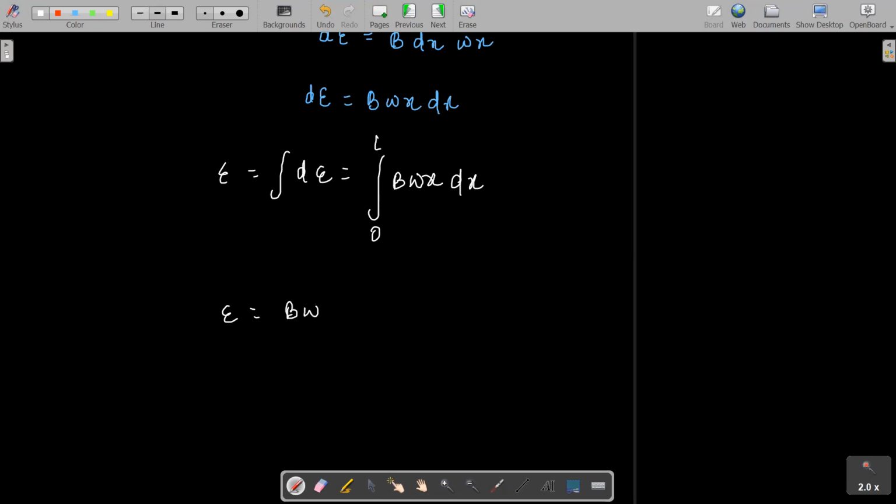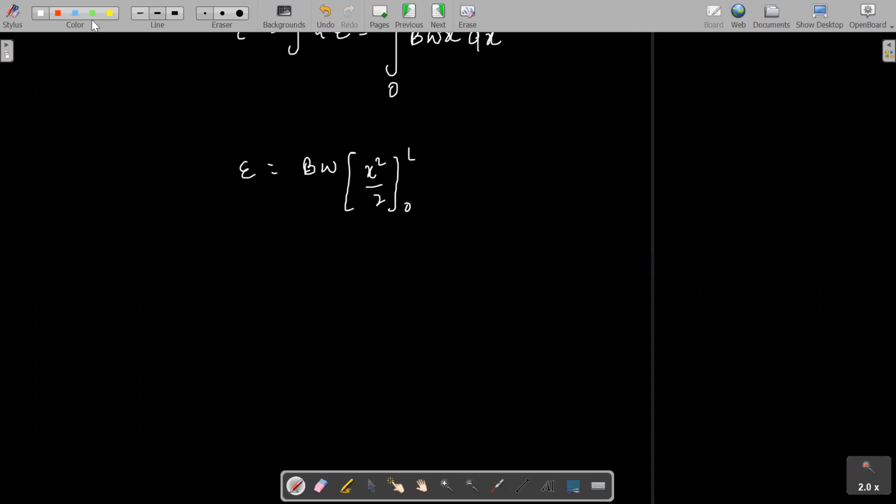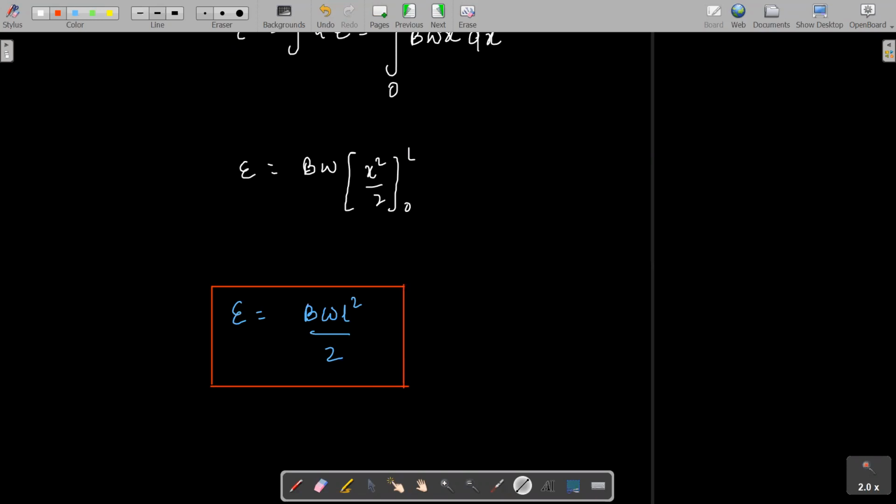We can take B omega outside the integration sign, and the integration of x will be x square by 2. Now we have to put the limits 0 to L. So the EMF induced E will be equal to how much, students? The EMF induced E will be equal to B omega L square over 2. If a rod is rotating in a magnetic field about some point, this will be the value of induced EMF.